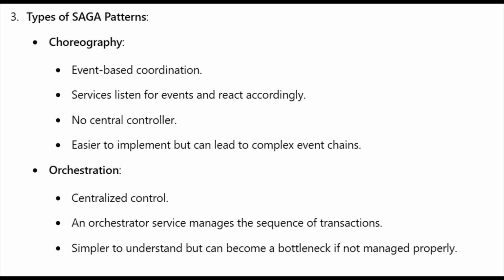Types of SAGA patterns. Choreography: event-based coordination. Services listen for events and react accordingly. No central controller. Easier to implement but can lead to complex event chains. Orchestration: centralized control. An orchestrator service manages the sequence of transactions. Simpler to understand but can become a bottleneck if not managed properly.